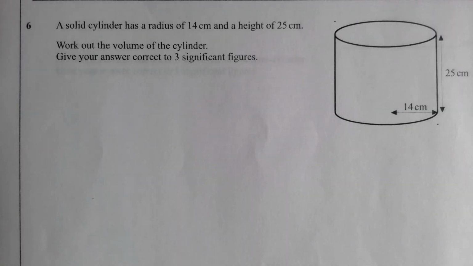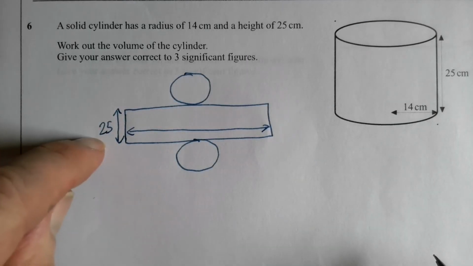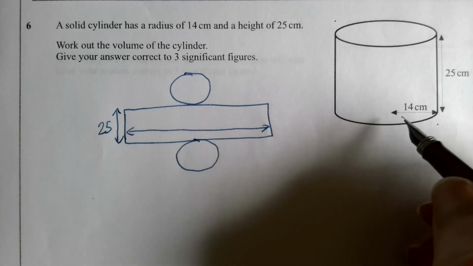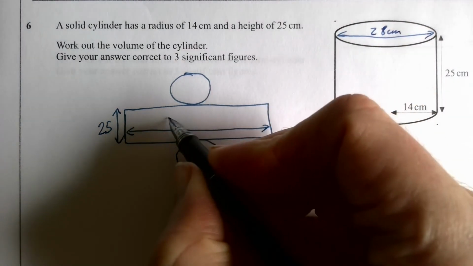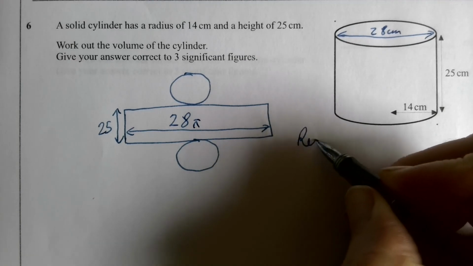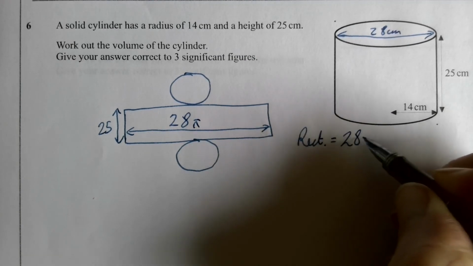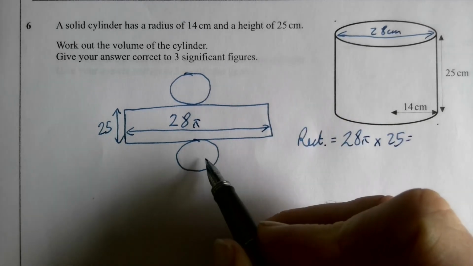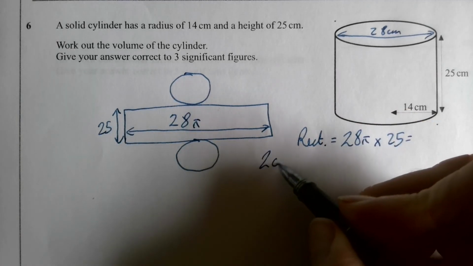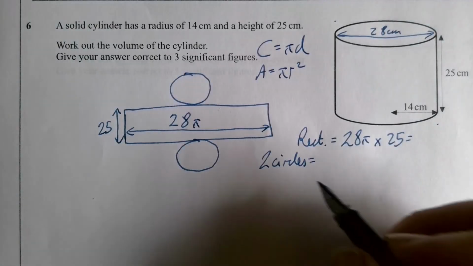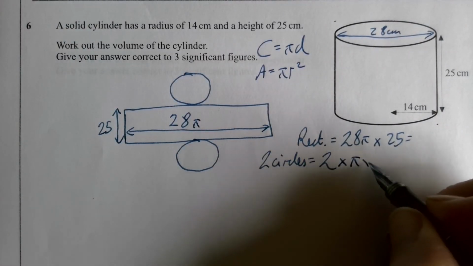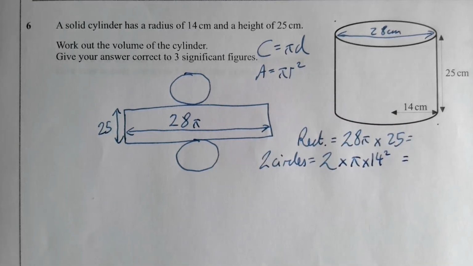Here's the next one, very similar, but feel free to use a calculator for this one because they want it to 3 significant figures. So there's my net with the height in there, or the width of the rectangle, and the length of the rectangle is going to be the circumference, which is the diameter, double the radius which is given, times pi. So 28 pi is that distance. So the area of the rectangle is going to be 28 pi times 25, whatever that is. Come back to that in a moment. And then we've got 2 circles. Area is pi r squared, so it's going to be 2 times pi times the radius, 14 squared, and whatever that gives us.